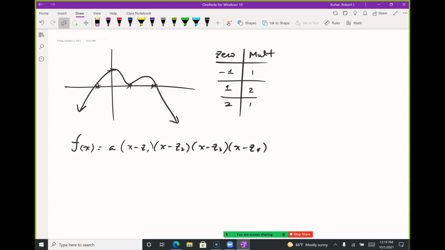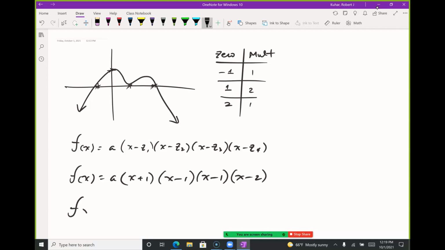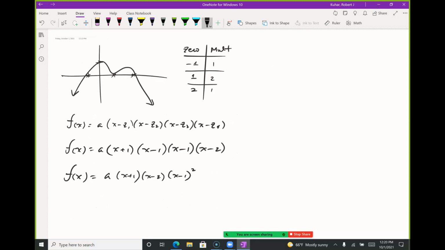I know that I can write these zeros in as singletons first, but then I probably want to group things together if I have multiplicities. So a times x plus 1 times x minus 2 times x minus 1 quantity squared. And I can put those factors in any order. A times b times c is the same as b times a times c. It doesn't matter which order we put the factors in. But now I want to find the value of a.